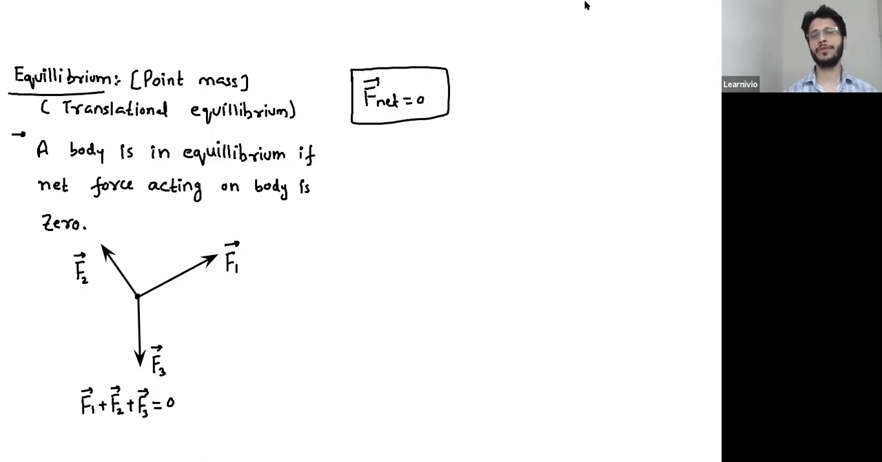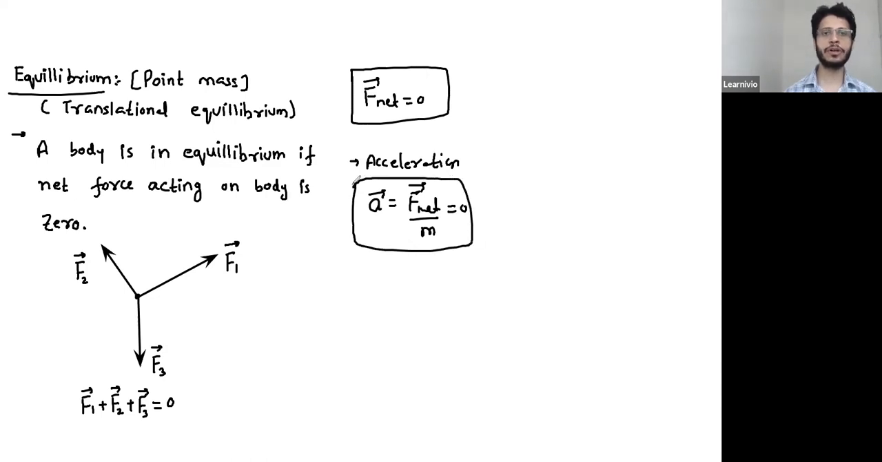Now, if net force acting on the body is 0, then you can say that acceleration of the body is 0, because acceleration is force upon mass. Acceleration A, which is net force divided by mass, is 0. So if the net force acting on the body is 0, that means acceleration of the body is 0. So if a body is in equilibrium, that means acceleration of the body is 0. Next, we can do some types of equilibrium.